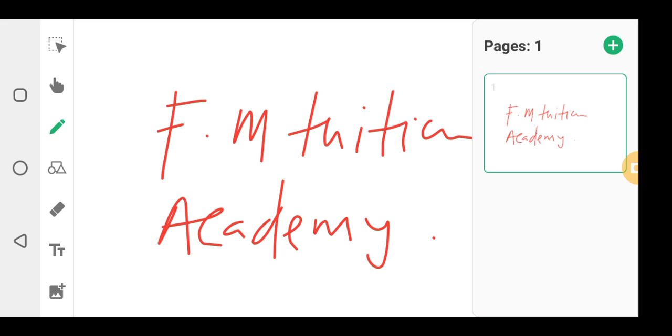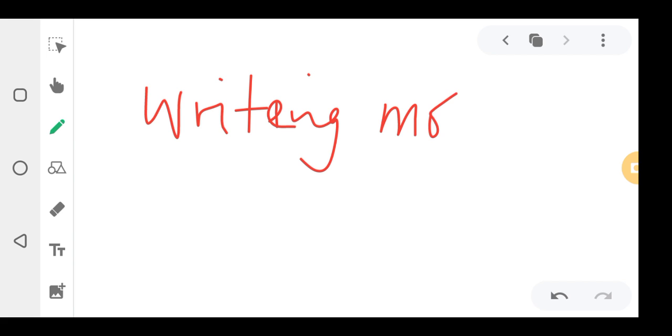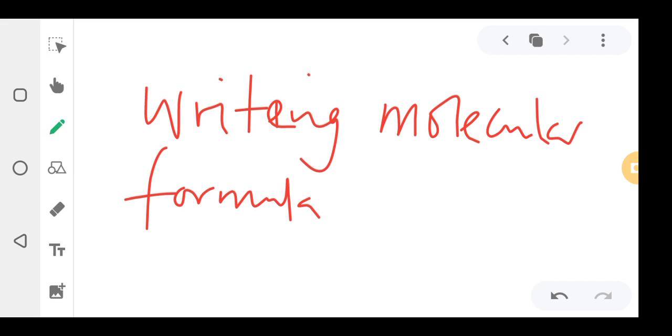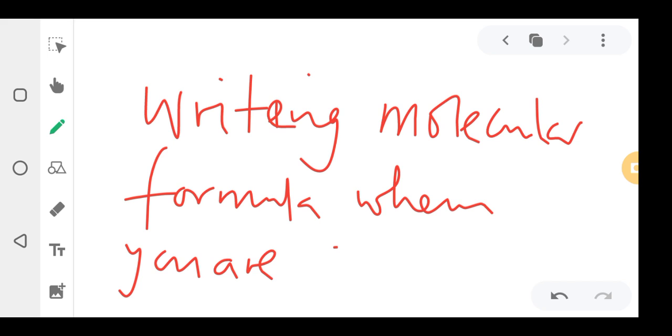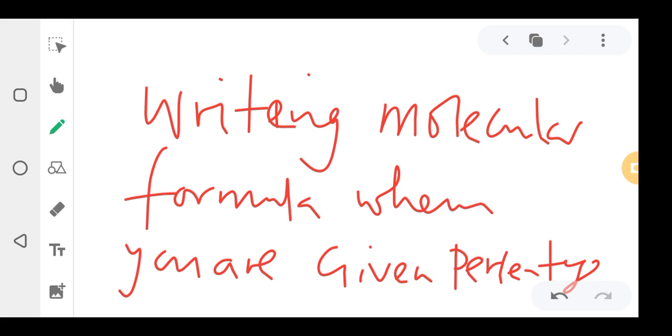Okay, we'll be looking at writing molecular formulas when you are given percentages of elements. Yes, area percentages. Writing molecular formulas when you are given percentages.